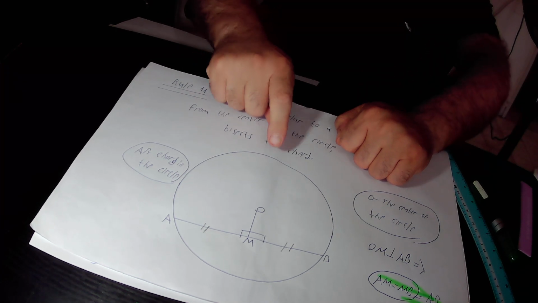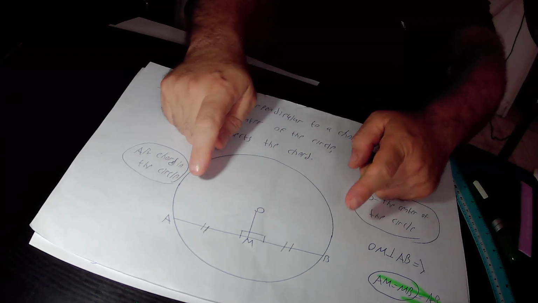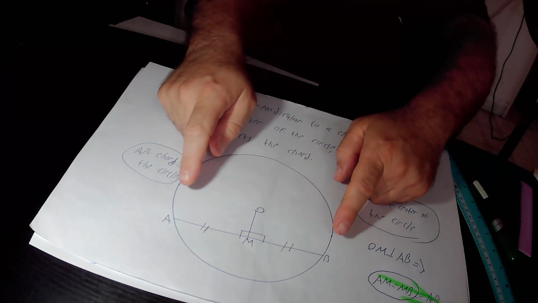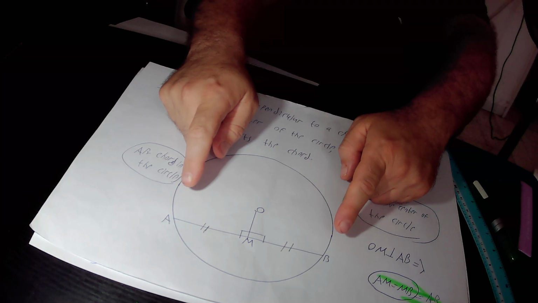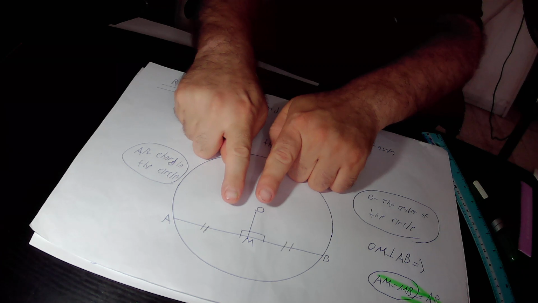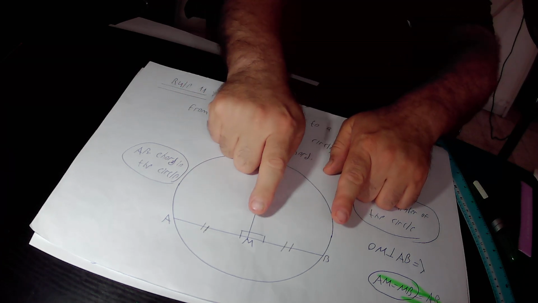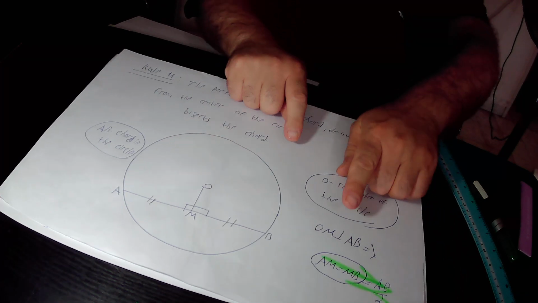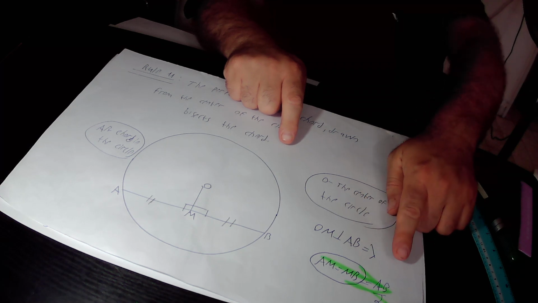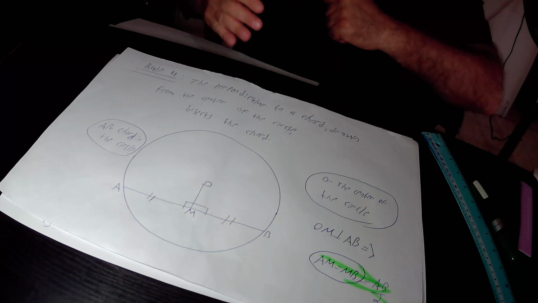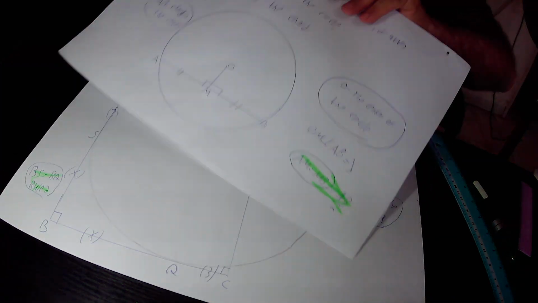Again, perpendicular OM bisects chord AB. That is to say, perpendicular OM divides chord AB into two halves. Each half equals AB over 2. So the first half is AM, which equals AB over 2, and the second half is MB, that is also equal to AB over 2. So AM equals MB equals AB over 2, according to rule 11. So we can actually implement rule 11 in our drawing.